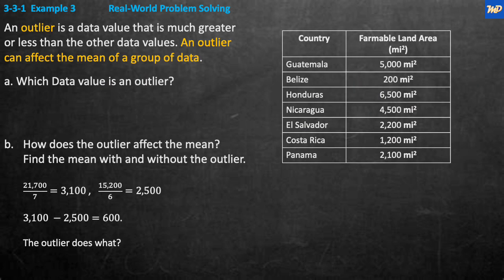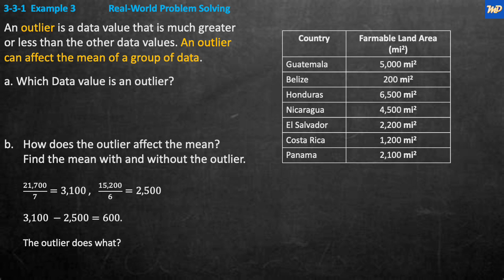Okay, example 3, a real world problem. An outlier is a data value that is much greater or less than the other data values. So it's an outlier way out. If you had the numbers 10, 9, 7, 5, 11, 9, 8, and 23, oops, 23 is way outside the numbers that are closer to it, right? So it's called an outlier. Could be way less or way more. So that's what they're talking about. So the question here, which data value is an outlier?